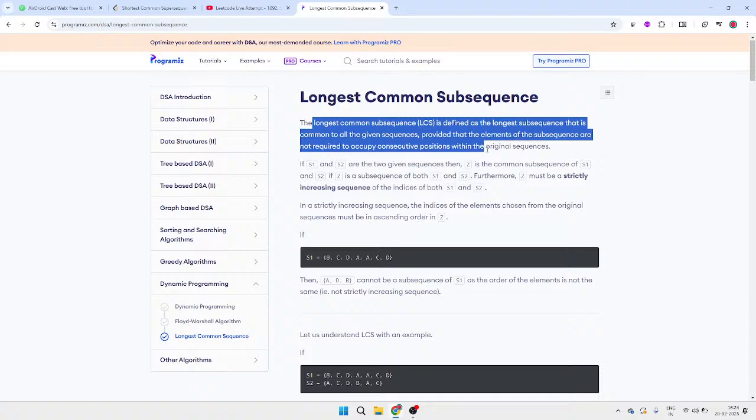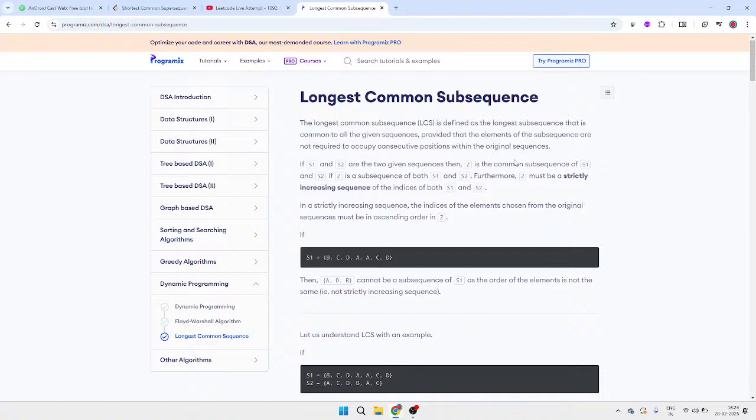The elements of a subsequence are not required to occupy consecutive positions within the original sequences.